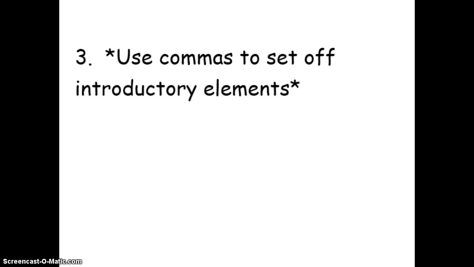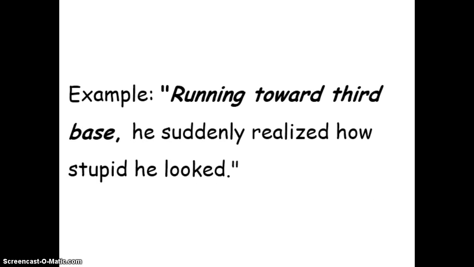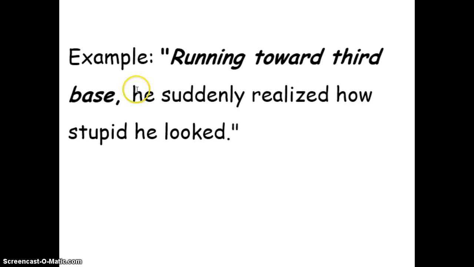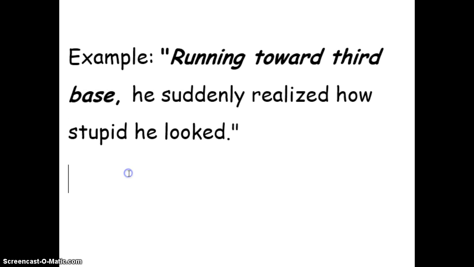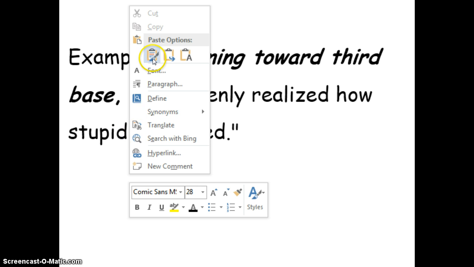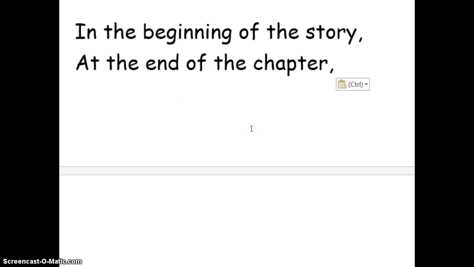Rule number 3, and probably most important to consider when you're writing, is that we use commas to set off introductory elements, or in other words, introductory phrases. Running toward third base, he suddenly realized how stupid he looked. Running toward third base is our introductory phrase. Other introductory phrases that we have used in our writing are in the beginning of the story, at the end of the chapter. These are all introductory phrases and therefore need commas.